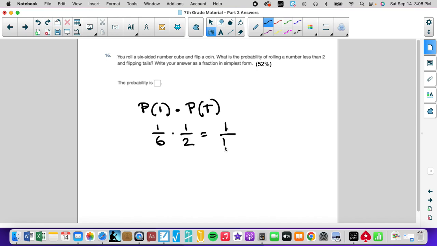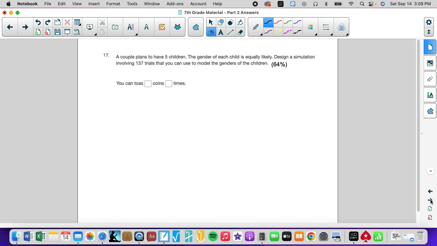So we get 1/12. That is the probability, 1/12 if you want it as percent, but I think they said as a fraction. So our answer is going to be 1/12. 1 out of 12 you should expect, rolling a dice of 1 and flipping a tail. And very similar to your combination thing.